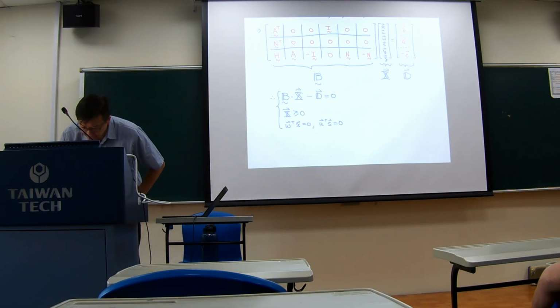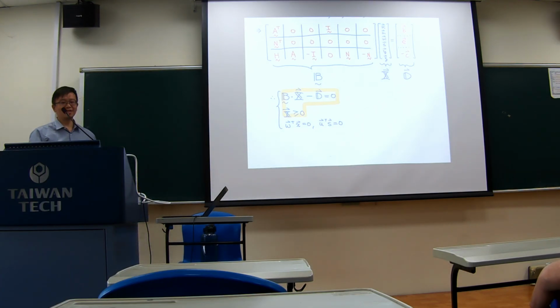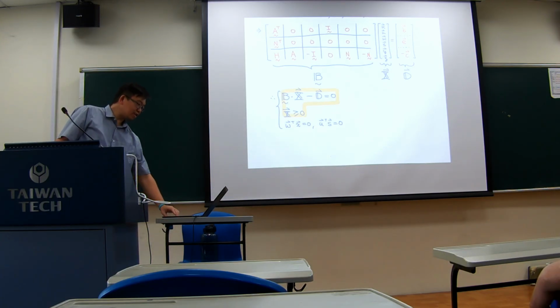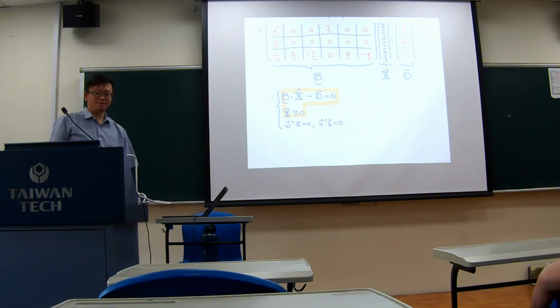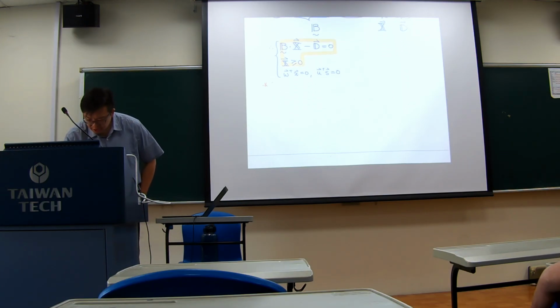So right here, these parts are very good for linear programming because they are linear equations and also all the variables are positive. So there is a way to solve it by linear programming. It's called the two-phase approach.